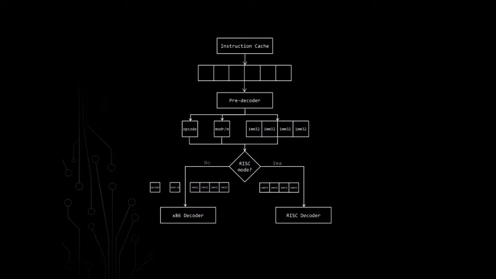If it is not, it's going to pass those components over to the full x86 decoder, and those are going to go through the x86 pipeline. If it has, it's going to break off one of these components and send it over to the RISC decoder and execute that as a RISC instruction instead.